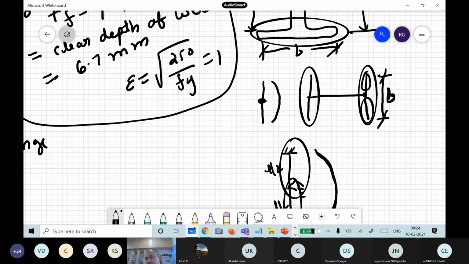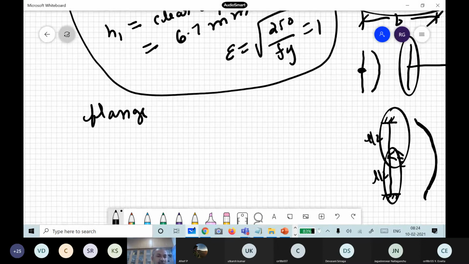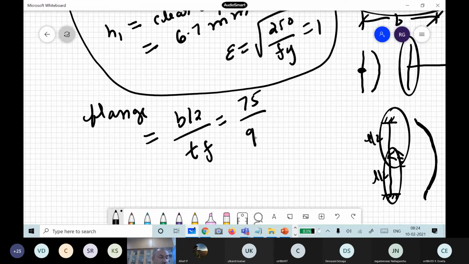So to separate this itself, because you are at the center, this web may alter the buckling mode shape or something like that. Okay, it is something like a fixed kind of a thing. So now for the flange, instead of B, we take B by 2 by the thickness of the flange. So this becomes 75 by 9.4.